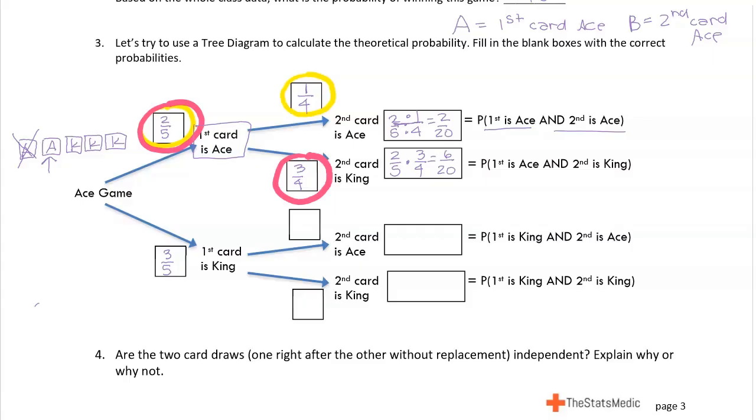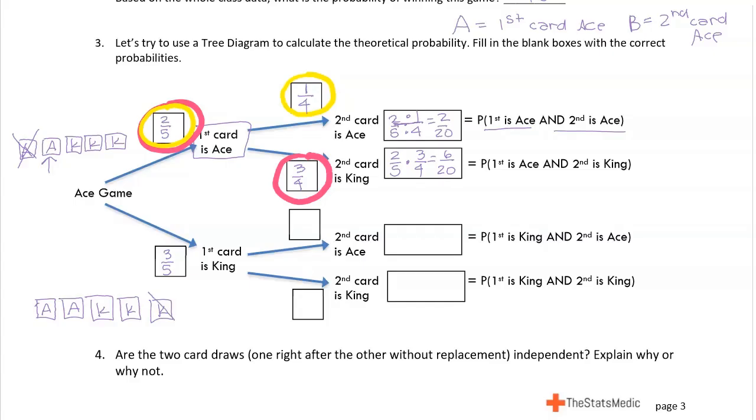All right, let's try the bottom branch of this problem. All right, we already have the first box filled out. The probability that the first card is a king, well, there's 3 kings out of 5 cards, so that's going to be 3/5. So imagine this deck.